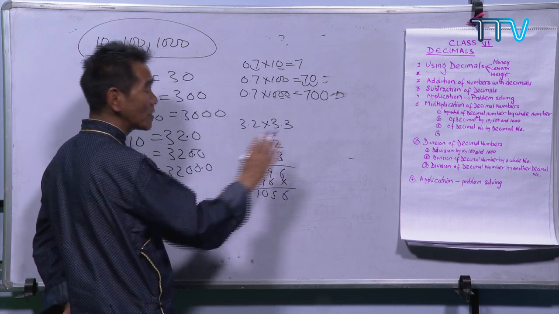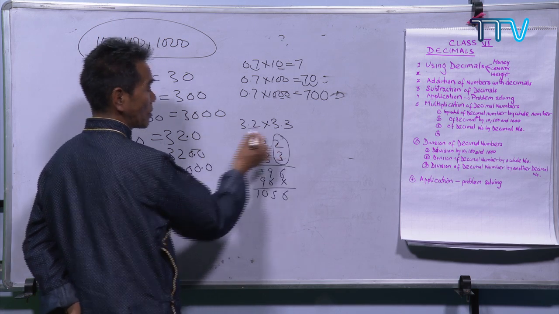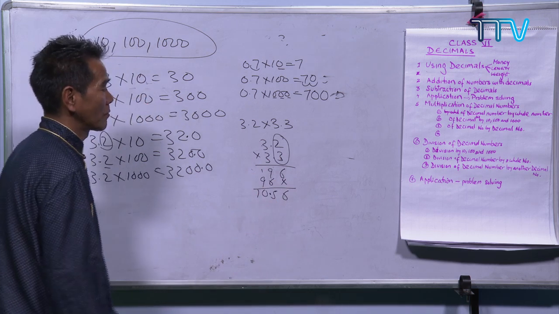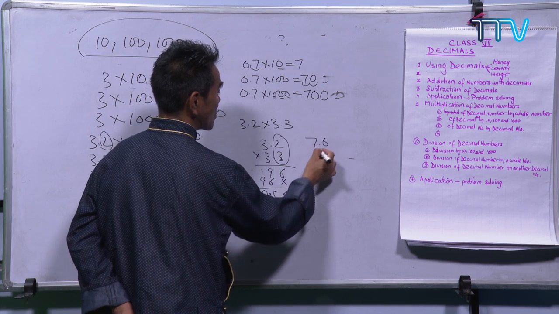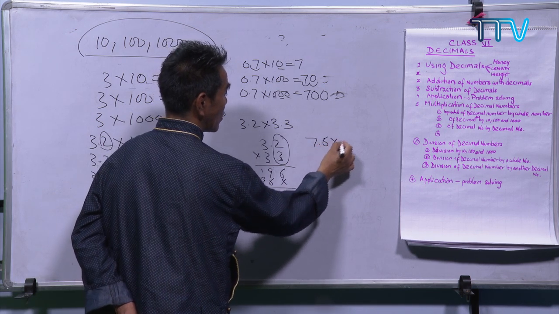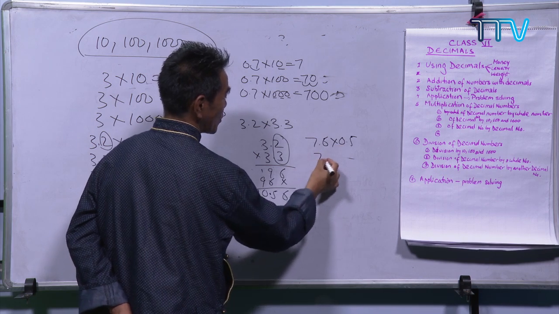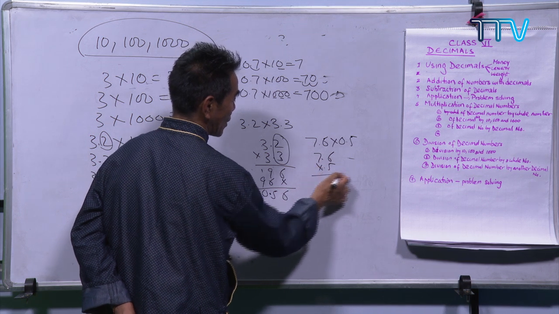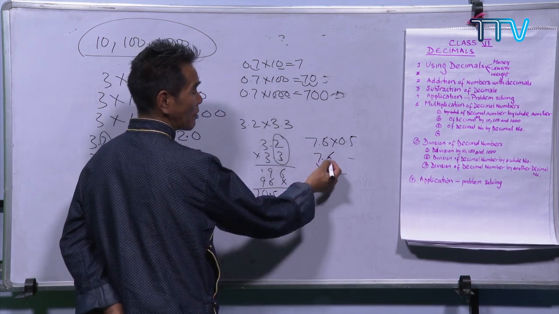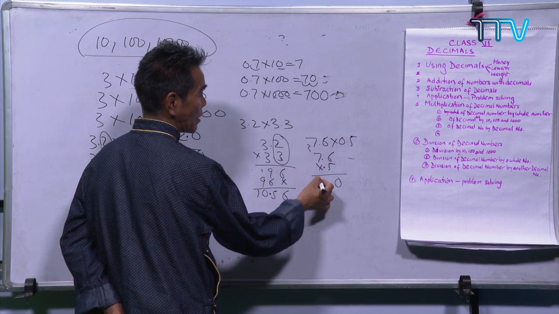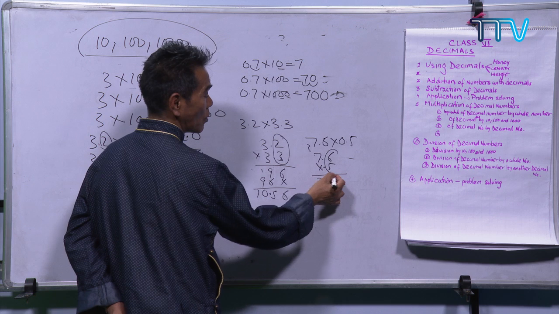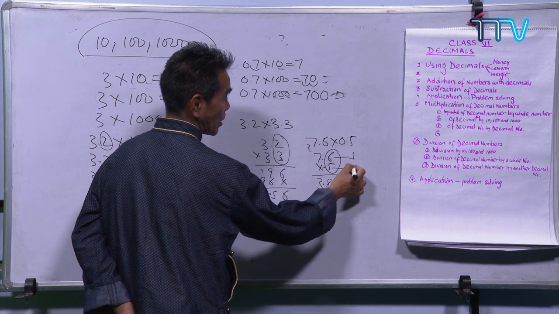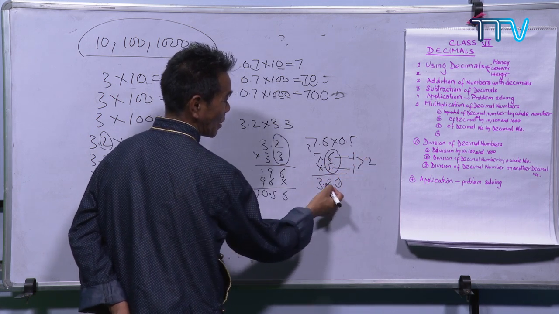Now you count the total number of digits after the decimal point. Okay, next 7.6 multiplied by 0.5. 0.5 means 5 tenths. Now you multiply 5 times 6 is 30, 5 times 7 is 35, 38. Then check the decimal point, there are 2 digits after the decimal point.